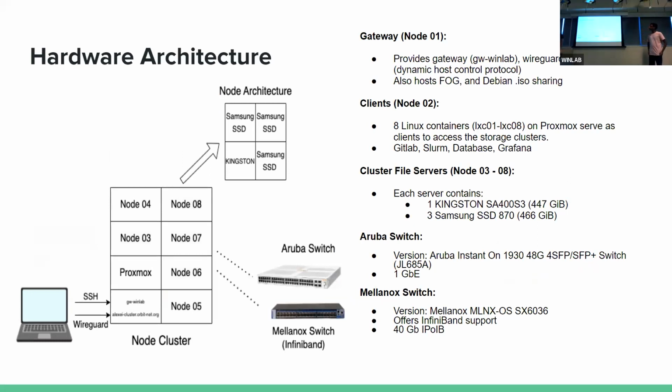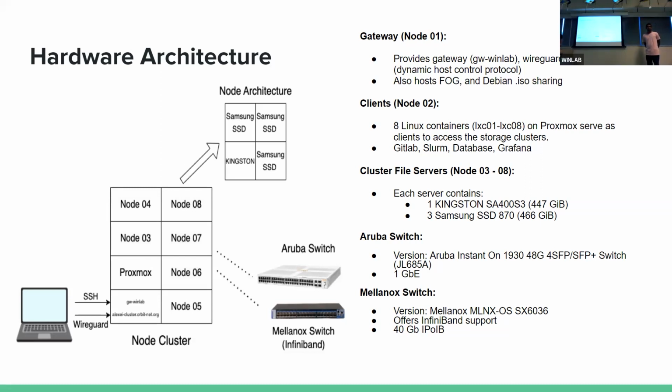So this is our hardware architecture, and we have an 8-server setup. The first node, or the server, provides us with the gateway, the WireGuard VPN, and also the DHCP services. This enables us to connect to the cluster remotely through SSH. The second node contains the containers on Proxmox that we can also use to connect to the cluster as clients. This node also contains the Slurm manager. It has our GitHub, also the MySQL database, as well as Grafana set up on it.